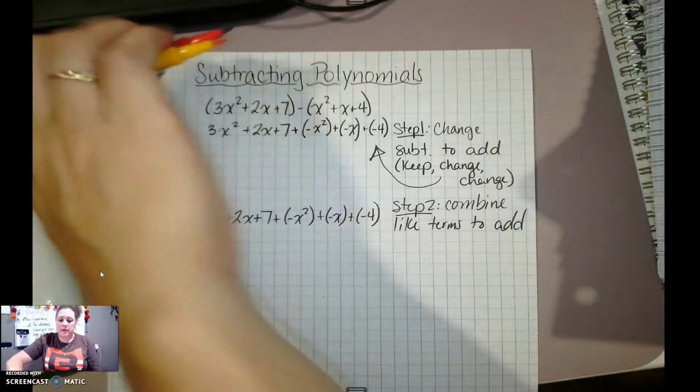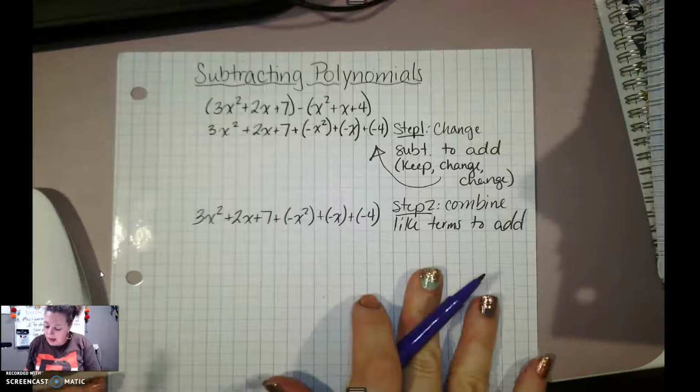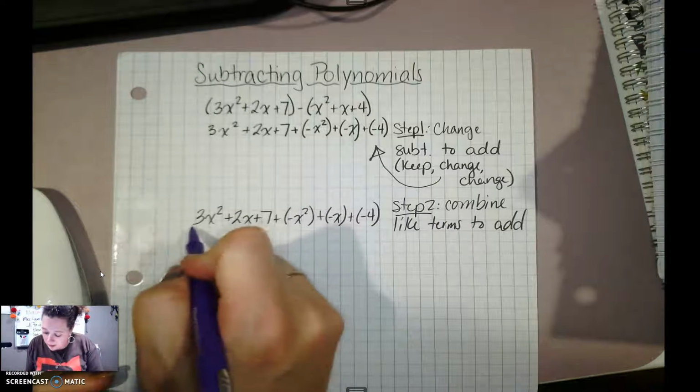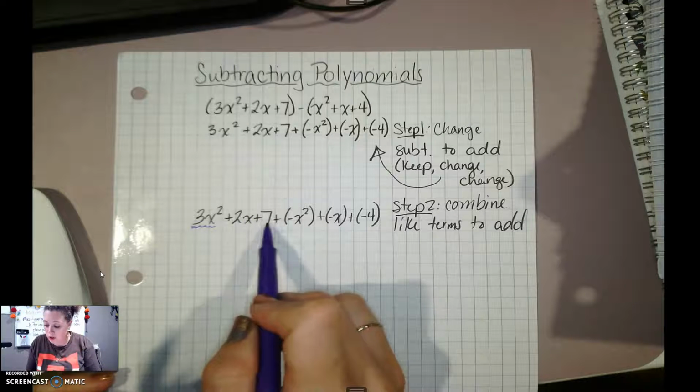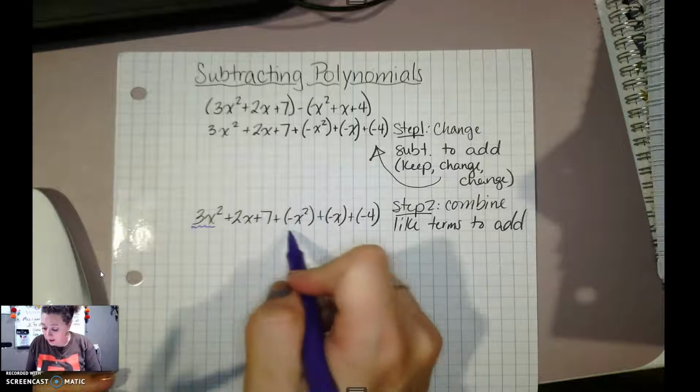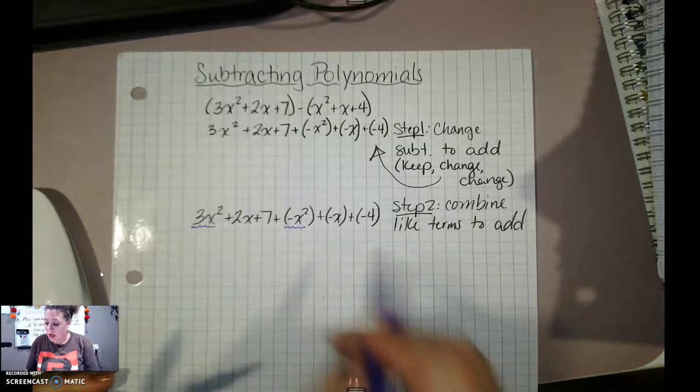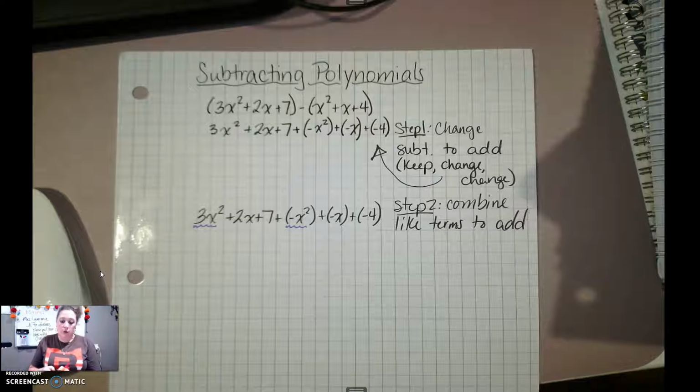So I got some colors here. So I see I have 3x squared. Do I have any other terms that have x squared? Yes, negative x squared. Hi, you can be purple too. No and no. So I only have those 2 terms.